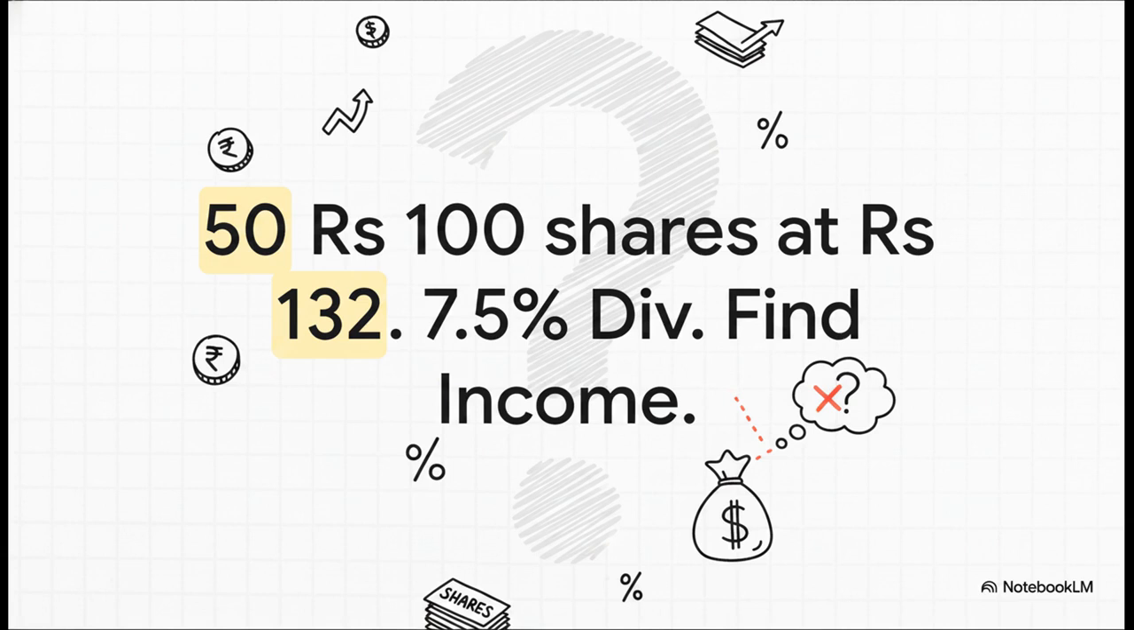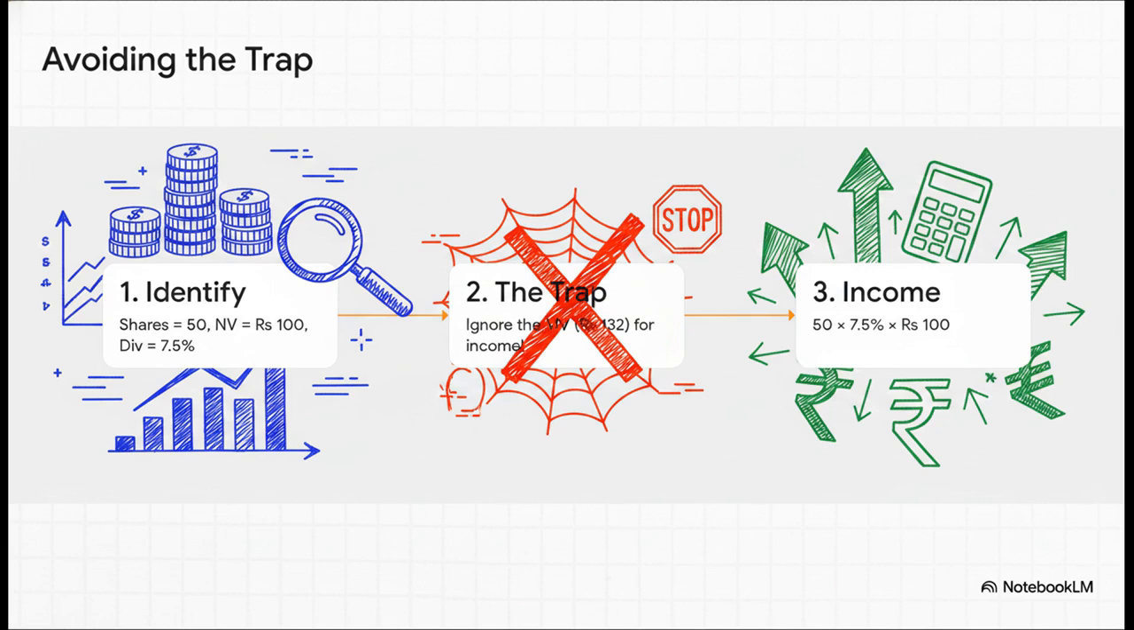I'm going to pause for just a second here. Look at those numbers. Mentally set up the solution in your head before I reveal the steps. Ask yourself, which numbers actually matter for annual income, and which number is the trap? All right, let's break down the exact math. Step 1, identify our heroes. The number of shares is 50. Nominal value or face value is 100. The dividend percentage is 7.5%.